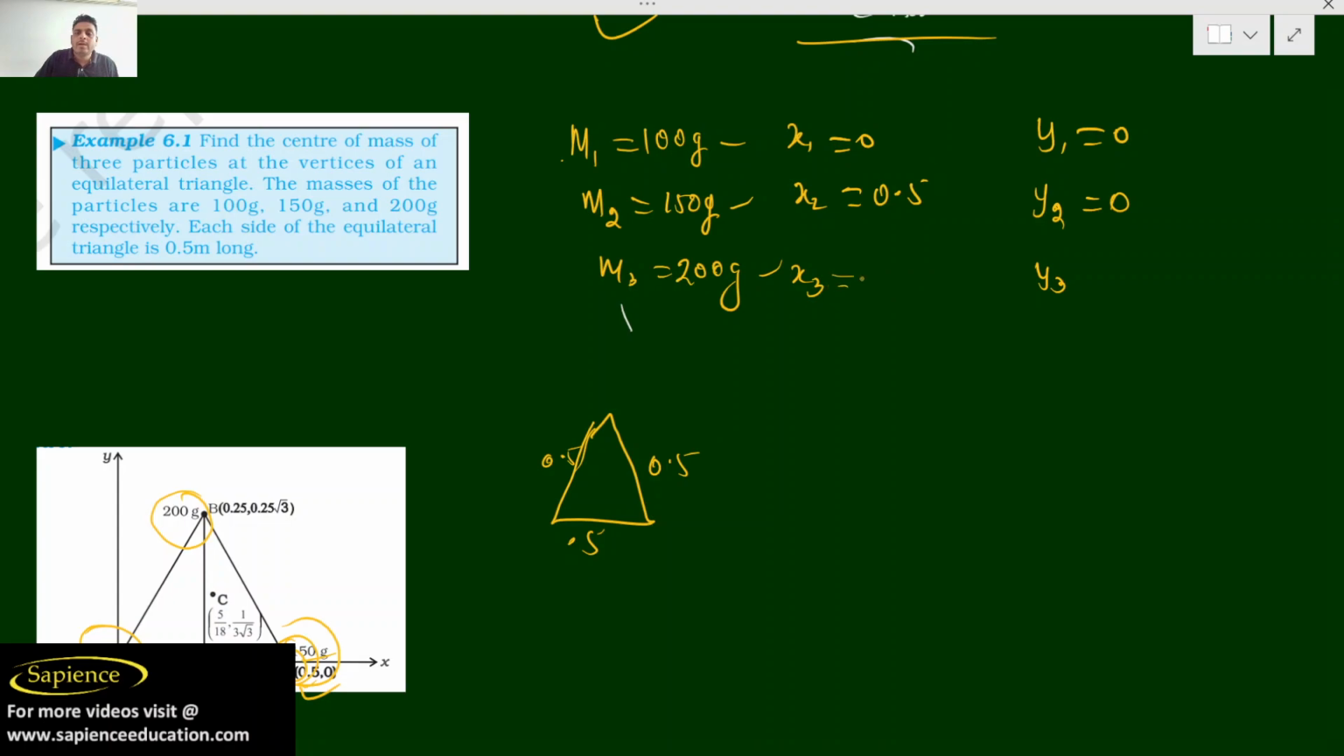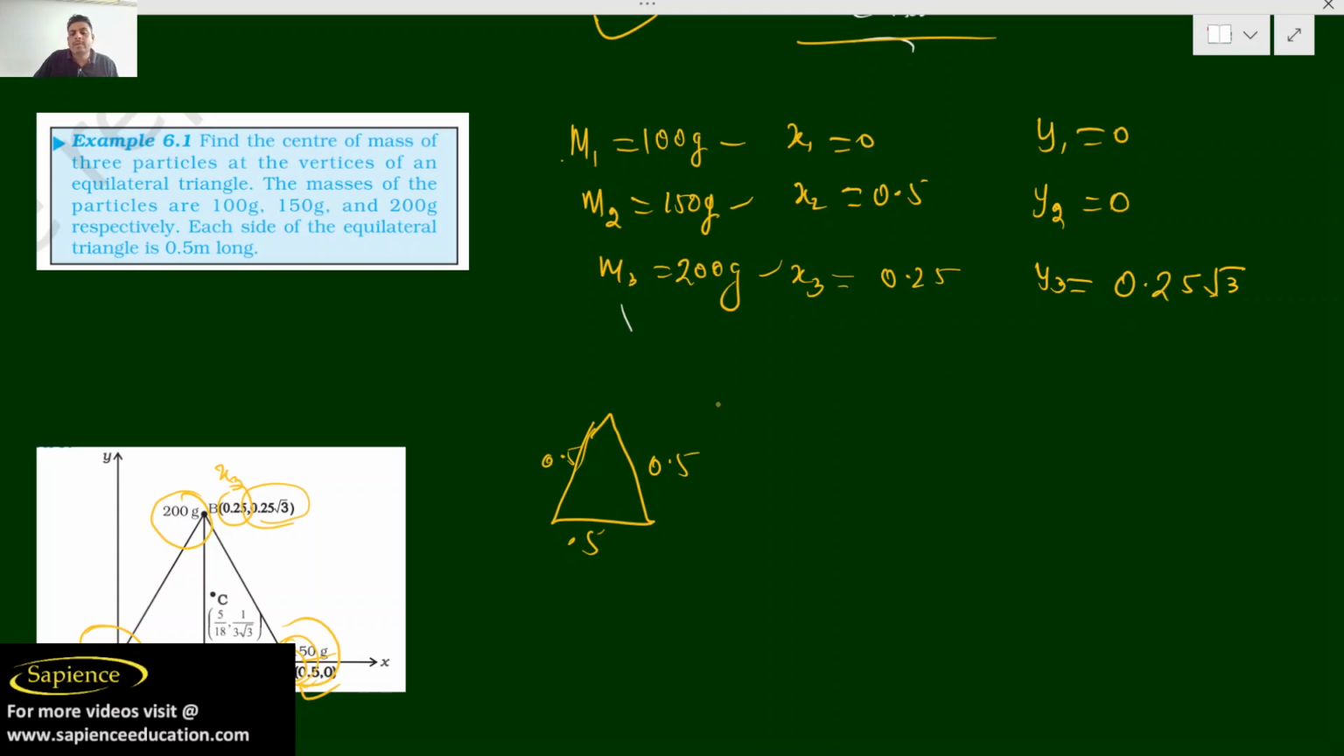Similarly, if you want to find x3, see here, x3. How much is the length? It's half. So x3 is 0.25. Can you find y3? y3 is how much? So y3 is 0.25 root 3. You know the property of an equilateral triangle, so you will get y3 as 0.25 root 3.